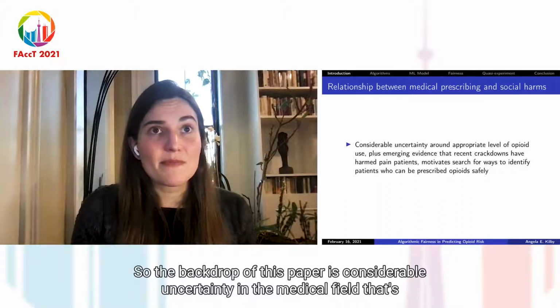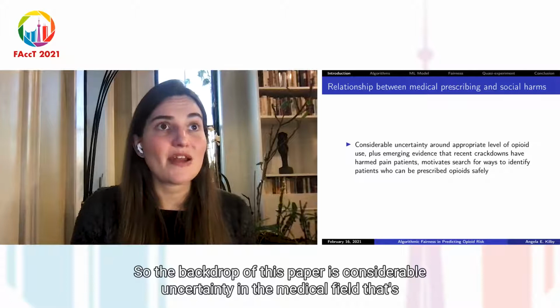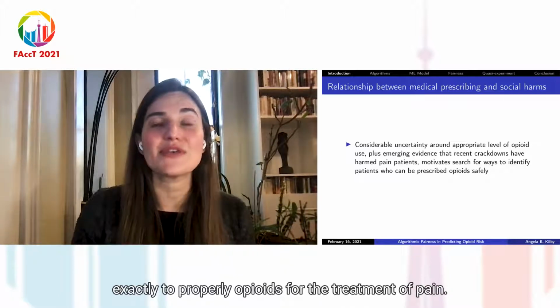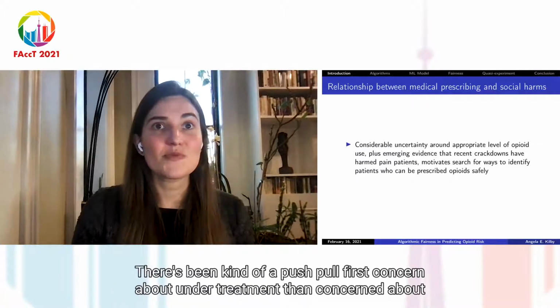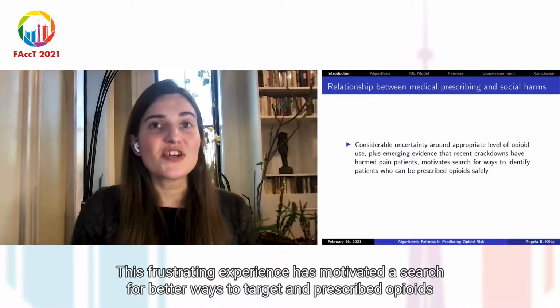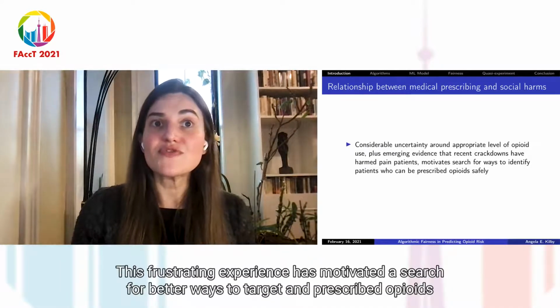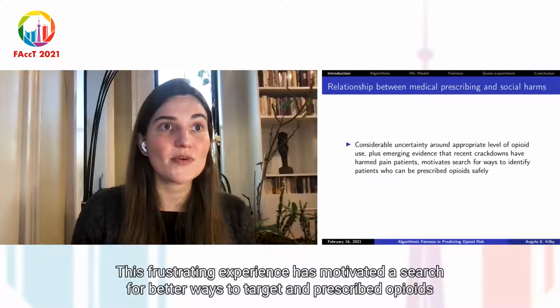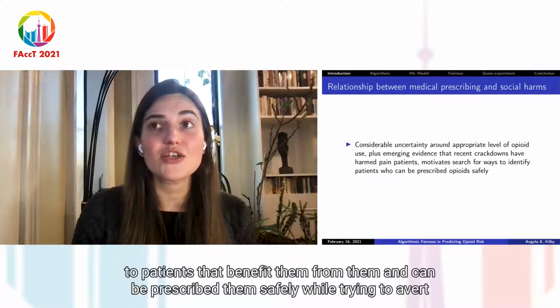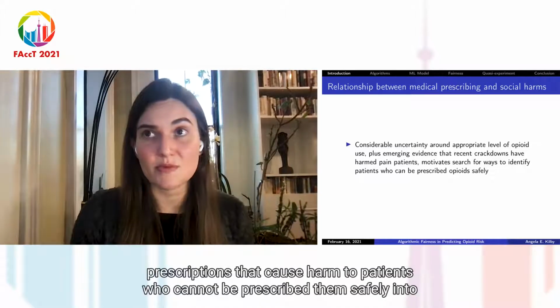So the backdrop of this paper is considerable uncertainty in the medical field that's developed over the past 25 years about how exactly to properly use opioids for the treatment of pain. There's been kind of a push-pull, first concern about undertreatment, then concern about overprescribing. This frustrating experience has motivated a search for better ways to target and prescribe opioids to patients that benefit from them and can be prescribed them safely while trying to avert prescriptions that cause harm to patients who cannot be prescribed them safely.